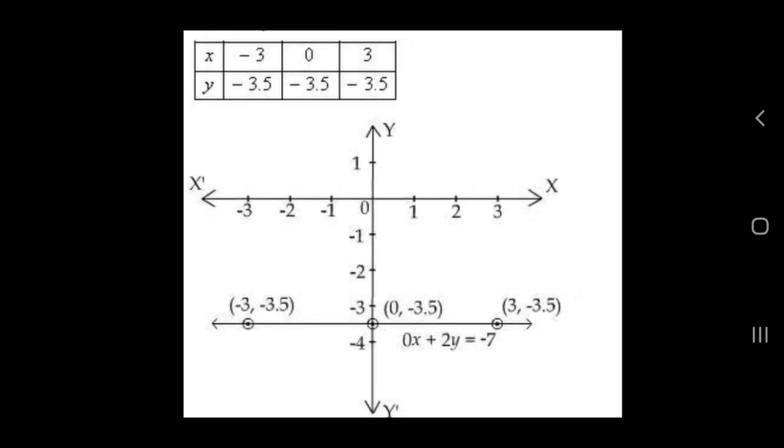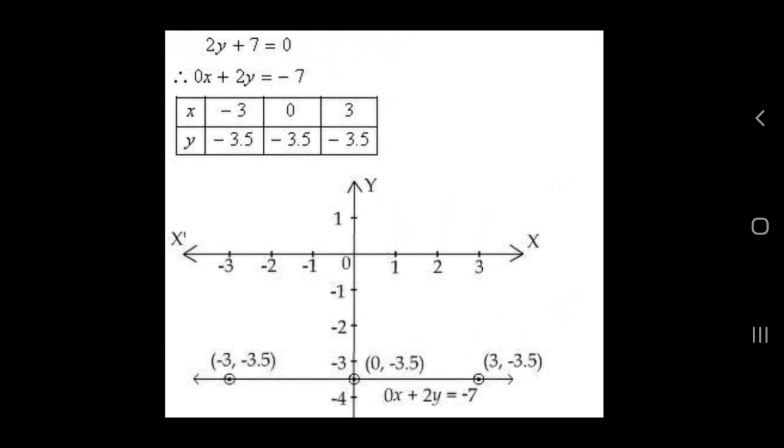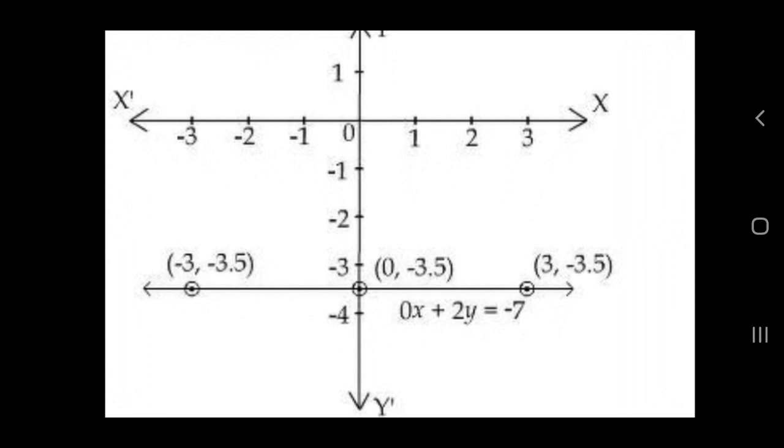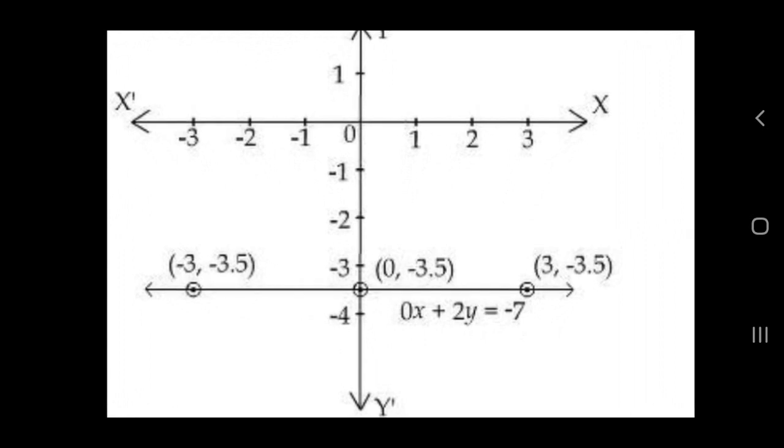Okay, dear children. Yes, this is the graph. You have to listen here. You can see the graph, the line joining minus 3, minus 3.5; 0, minus 3.5; and 3, minus 3.5. You can see a line, but this line is not intersecting or meeting the x-axis. That is, that polynomial has no zeros.